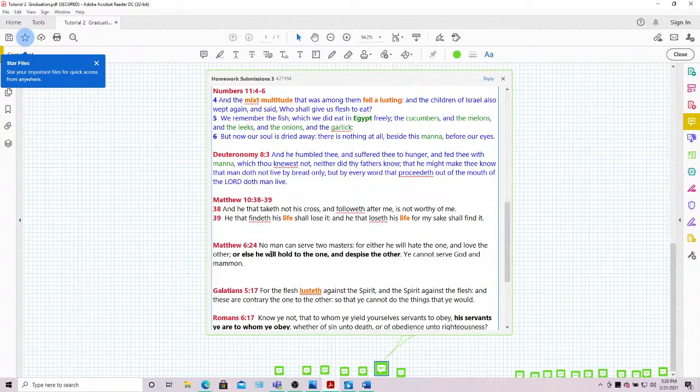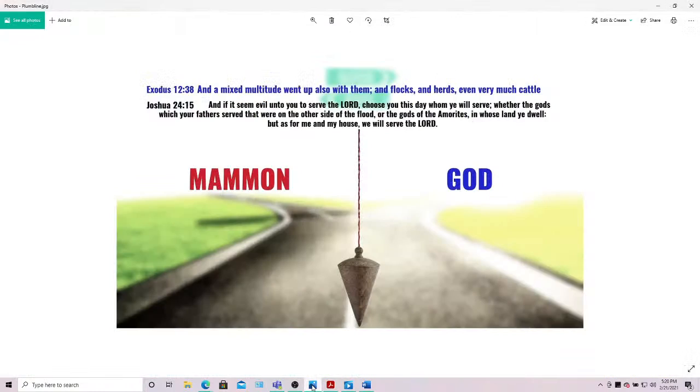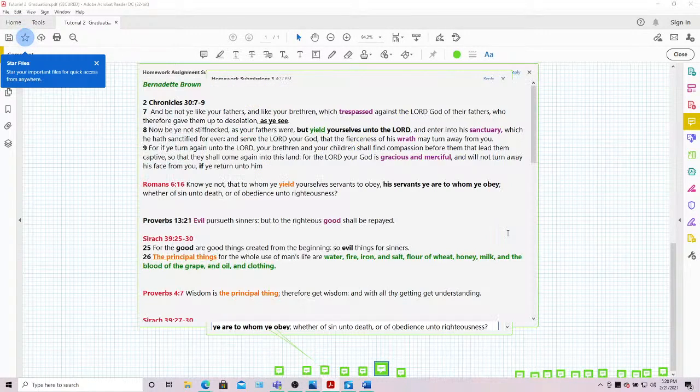Matthew speaks more on this in chapter 6, verse 24. "No man can serve two masters, for either he will hate the one and love the other, or else he will hold to the one and despise the other. Ye cannot serve God and mammon." Which brings us right back to that plumb line. So that's our forefathers, and it's the same way with us. You have to pick a side. You can't ride a fence.